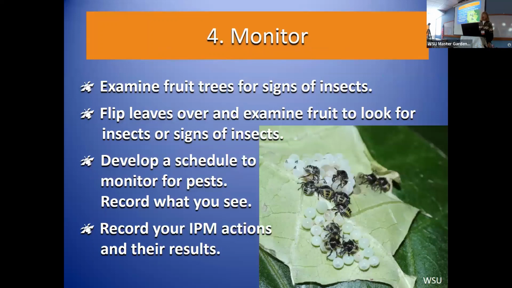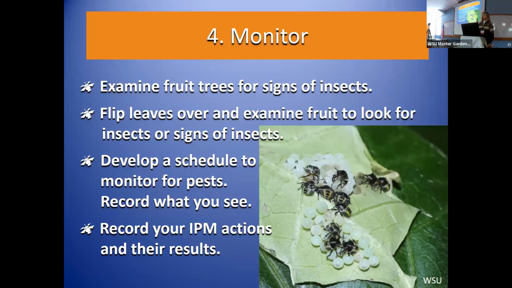So our last step in this process is you want to monitor. So get out and look for signs of insects in your fruit trees. One thing that you'll want to do is flip over the leaves because most of the eggs or nymphs or larvae will be on the underside of the leaves. So think about that. I was even at the Nisqually just recently and we were watching birds flipping over leaves to find insect food.